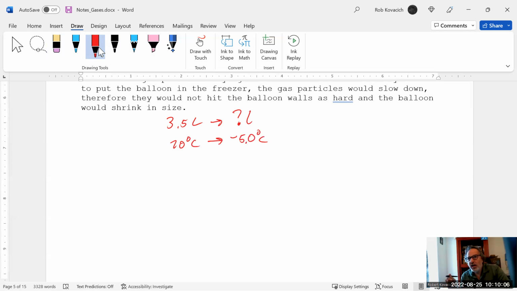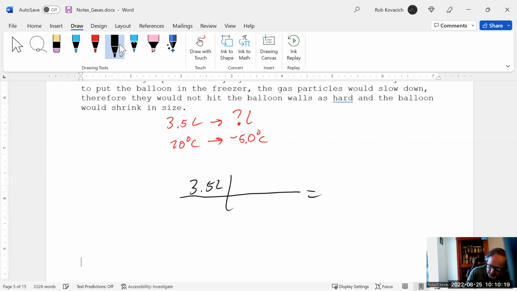Okay, so the temp drops, the particles in the balloon slow down, and so then the volume should decrease. So let's write that railroad track. 3.5 liters. I'm going to set that up like that because I'm going to get a liter number out of this. And then I'm going to go ahead and write. So I know that the size has to go down. It's got to get smaller.